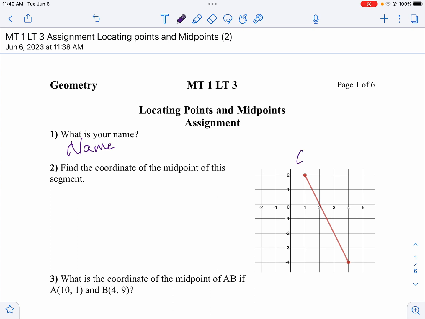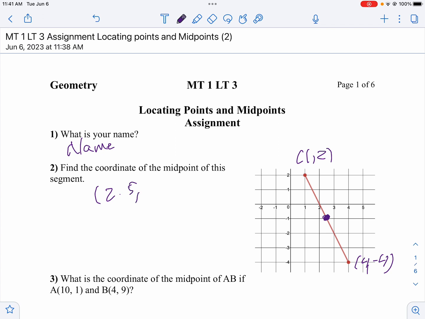Notice I'm going from 1, 2 to 4, -4. So if I look halfway between 1 and 4, it should be 2.5 because we go over 1.5, which makes us right here. So my x coordinate is 2.5.